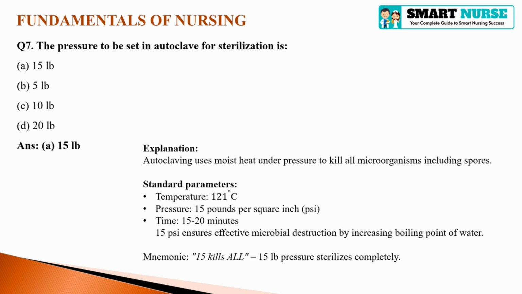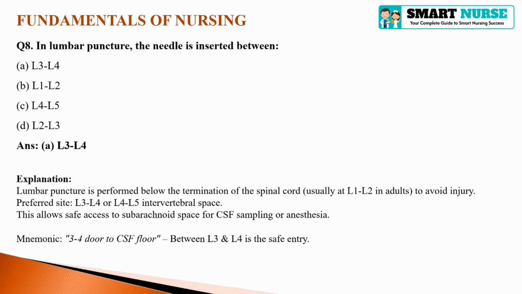Autoclaving is moist heat under pressure, and it kills microorganisms including the spores. The standard parameters are a temperature of 121 degrees Celsius, a pressure of 15 pounds per square inch, and a time of 15 to 20 minutes. Only then can it kill the microorganisms.